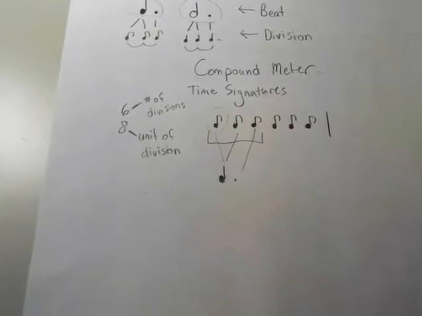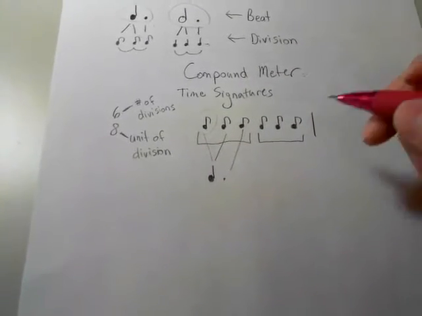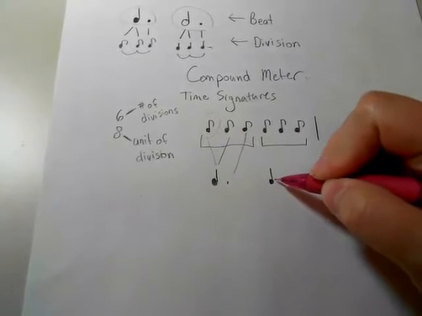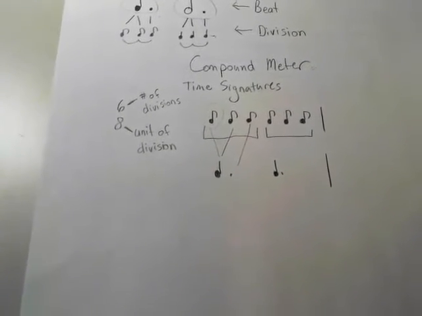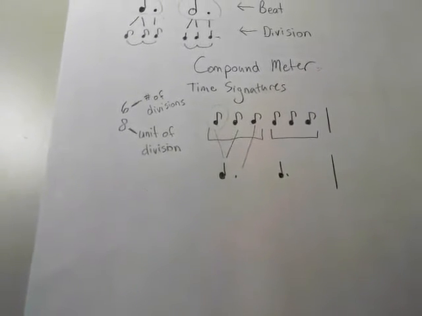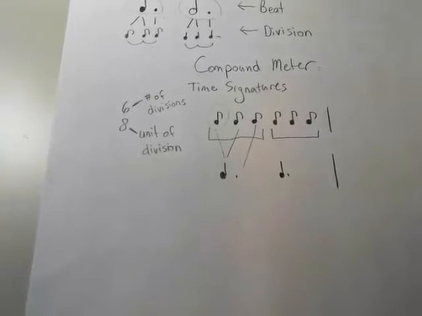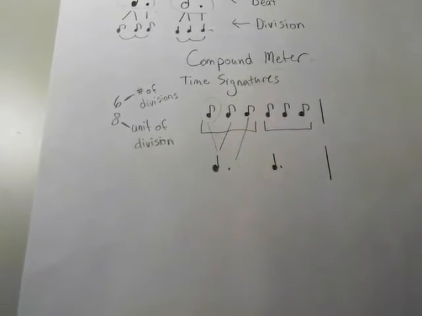How many dotted quarter notes are in this measure? Well, if we group another group of 3, we'll find the same thing. So in one measure of 6/8, we end up with a unit of beat of the dotted quarter note, and we end up with 2 of them. So this is a duple meter because there are 2 beats in each measure.